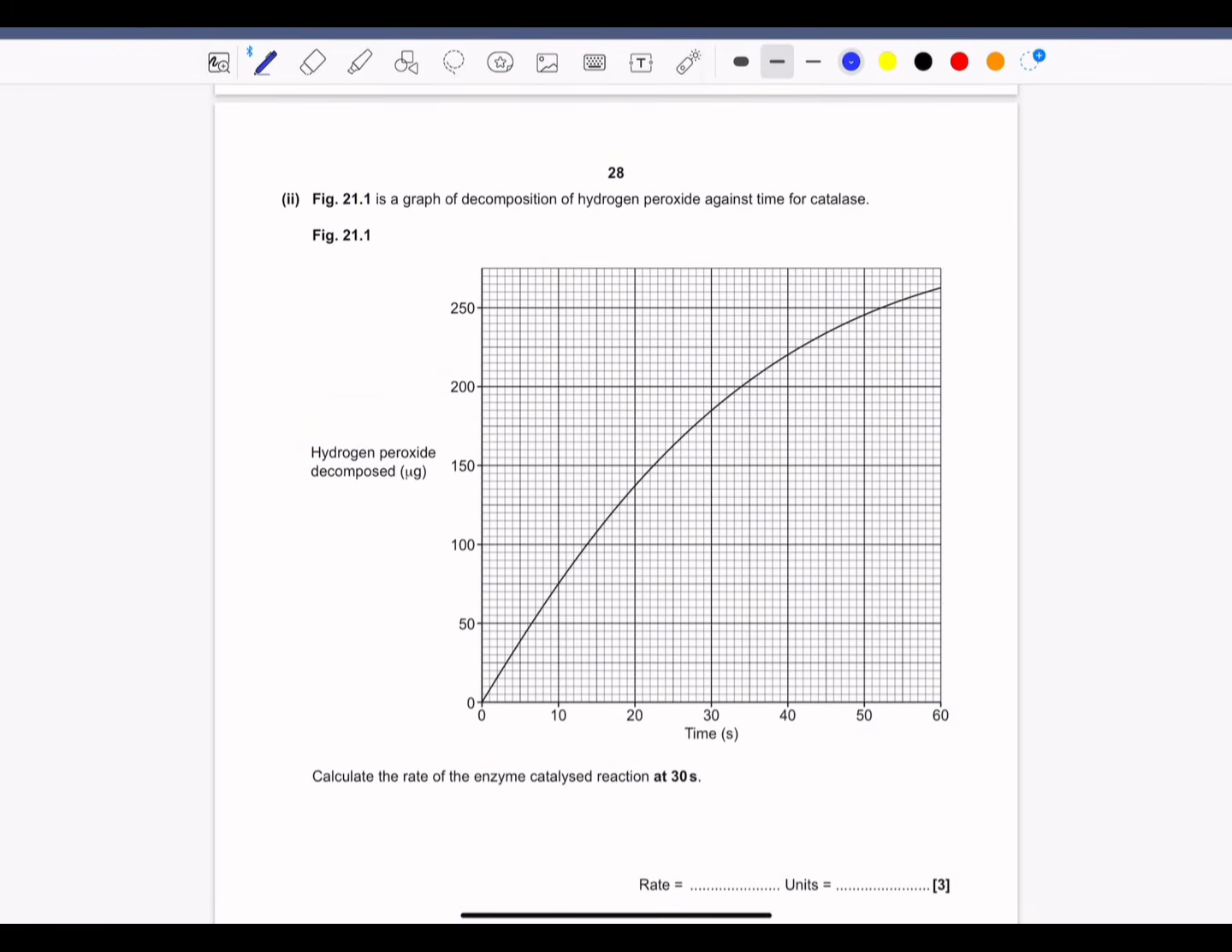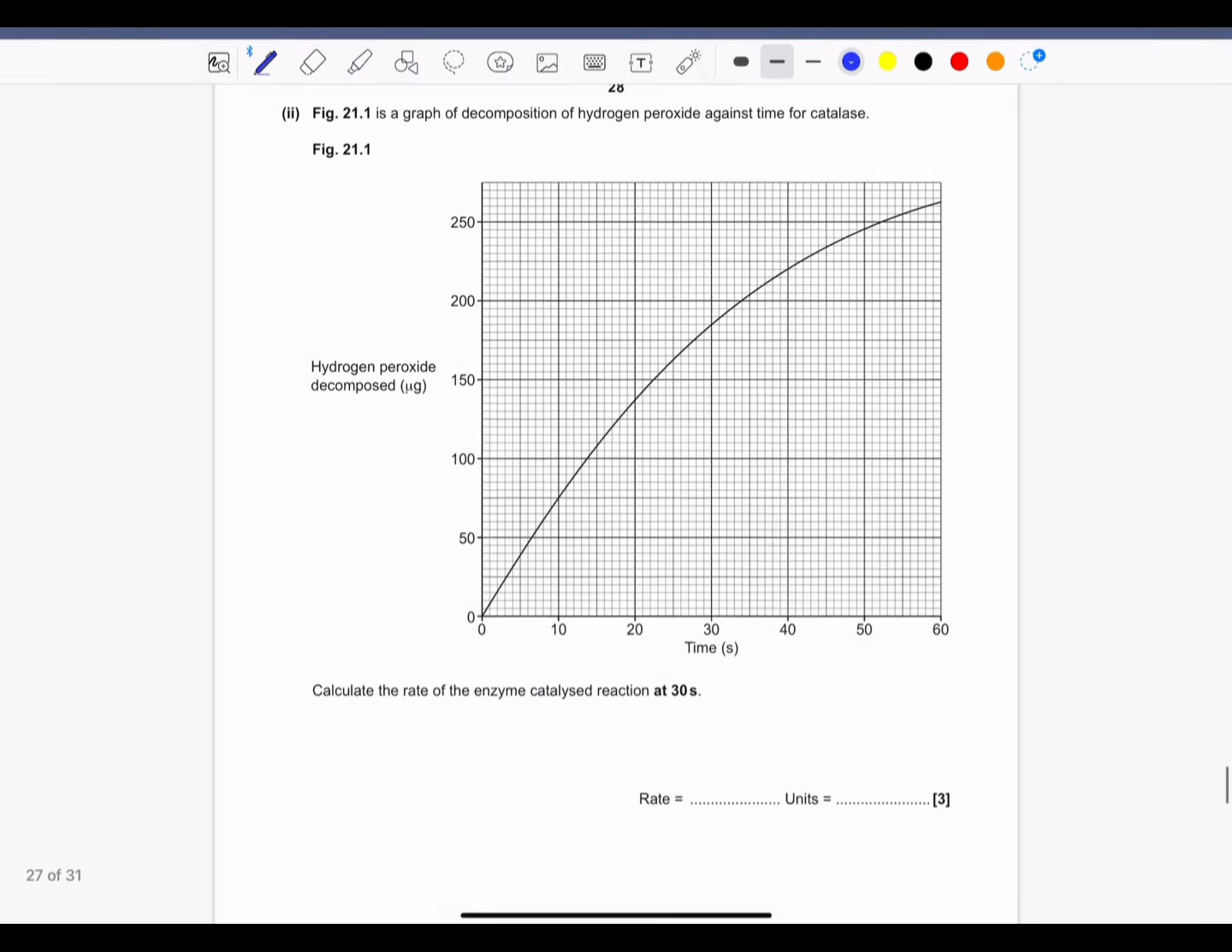Part 2: Figure 20.1 is a graph of decomposition of hydrogen peroxide against time for catalase. So here we've got hydrogen peroxide decomposition in micrograms on the y-axis, time on the x-axis. Calculate the rate of enzyme action at 30 seconds. So 30 seconds is about here. We have to draw a tangent as this part of the graph is curved.